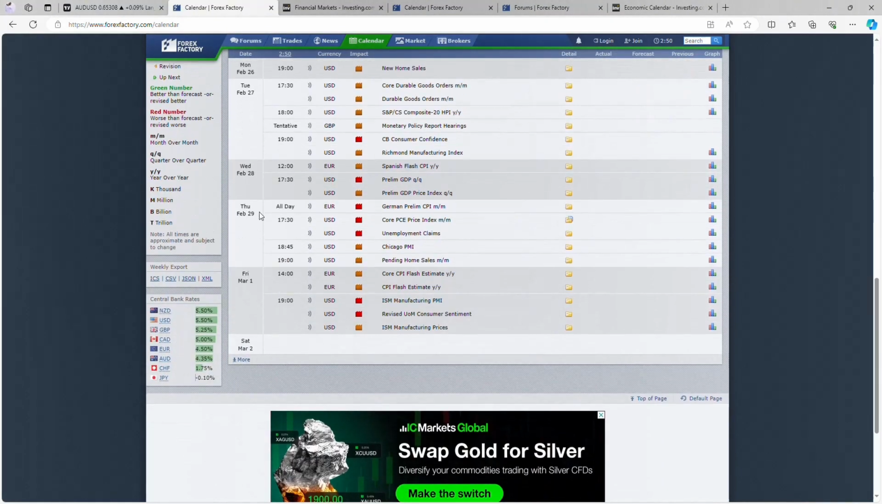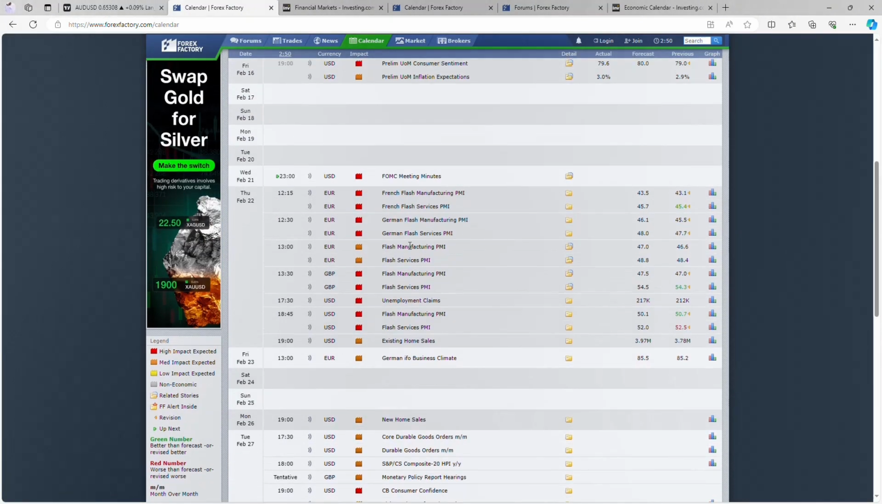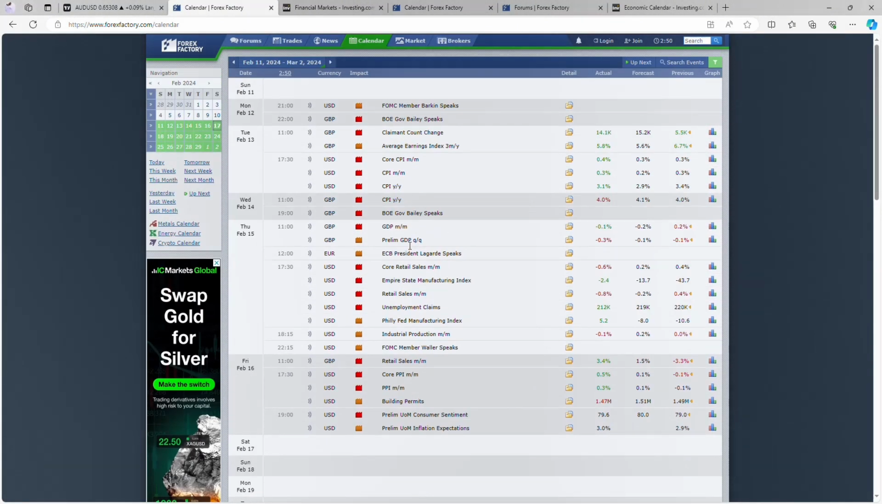Look at the dates, look at the time, look at the currency, and then look at the impact here. Look at what is going to be released here, and then you write it down because you are going to need this a lot as you develop as a trader. I hope that you have been able to understand this. Just make sure you use this tool. You cannot trade without this tool, okay?